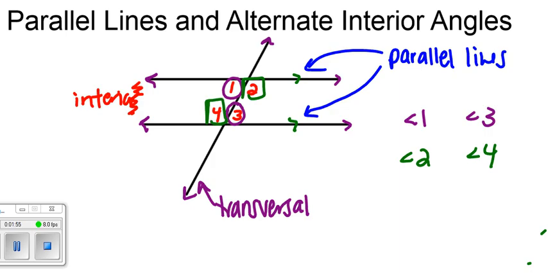Okay? And sort of like the corresponding video, if you know that you have parallel lines, then you get to say that the alternate interior angles are congruent. So you would get to say that angle 1 is congruent to angle 3, and angle 2 is congruent to angle 4. And again, it's all because of parallel lines. Again, if you don't have parallel lines, this isn't true. But because the lines are parallel, the alternate interior angles are congruent. Okay? So that's the cool thing about alternate interior angles.